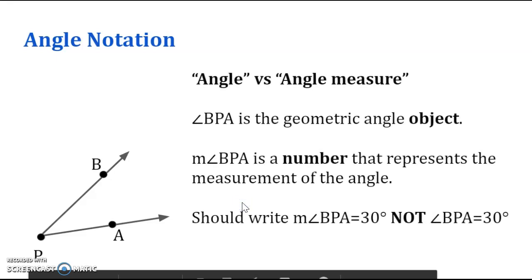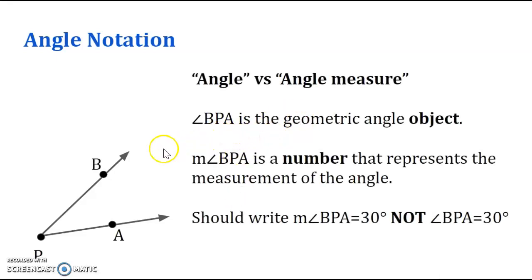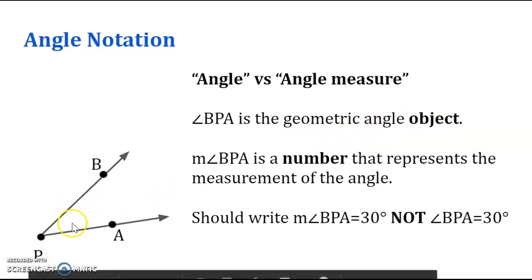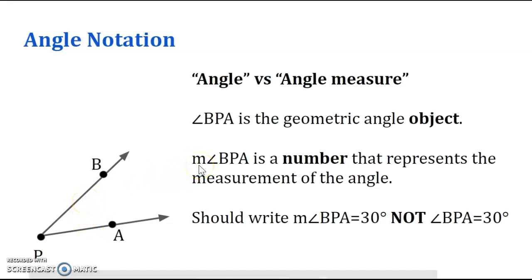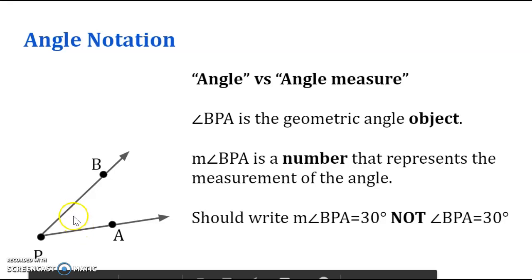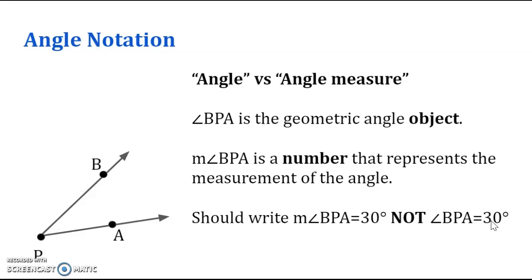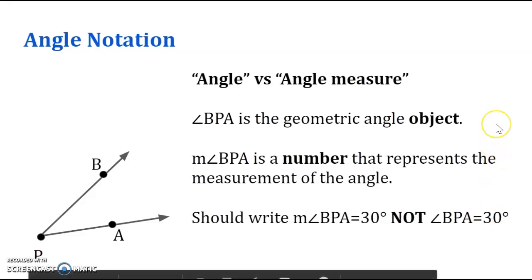Angle notation: angle versus angle measure. Angle BPA is the geometric angle object. That's what we are referring to. The measure of angle BPA, written with a little m, is the number that represents the measurement of the angle. So if this angle was 30 degrees, then the measure of angle BPA is 30 degrees, not angle BPA is 30 degrees. This is just a notation issue, so make sure you understand the difference between the measure of angle BPA and angle BPA.